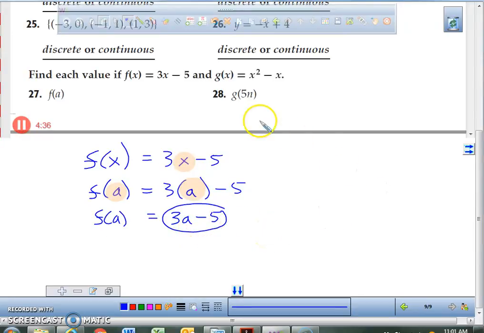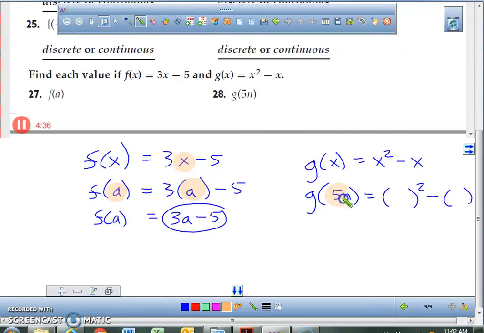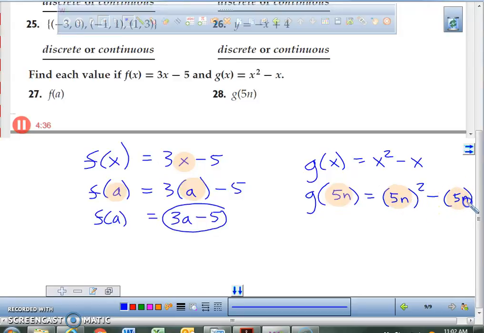Okay? Now, let's look at this one. I said g of x. g of x is equal to x squared minus n x. But if I say, what is g of 5 times n, what am I going to put in the place of x? I'm going to put in 5n. So I need to place a 5n in here and a 5n right there.